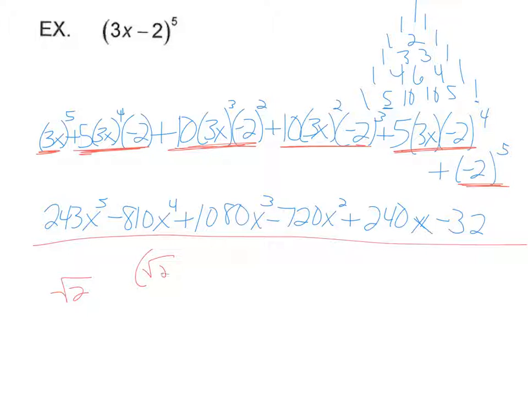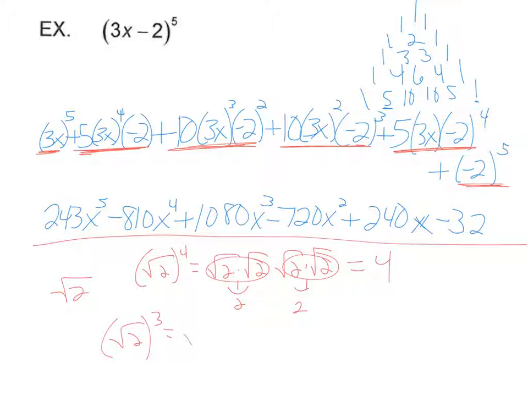For example, square root of 2 to the 4th. That would be 4 of these. And every time there's 2 of them, a 2 comes out. So square root of 2 to the 4th would be 2 times 2, which is 4. Square root of 2 cubed would be square root of 2 times square root of 2 times square root of 2. So 2 of them together, a 2 comes out, but this last one is by itself, so you would end up with 2 square root of 2. So it gets a little bit messy, just be careful.